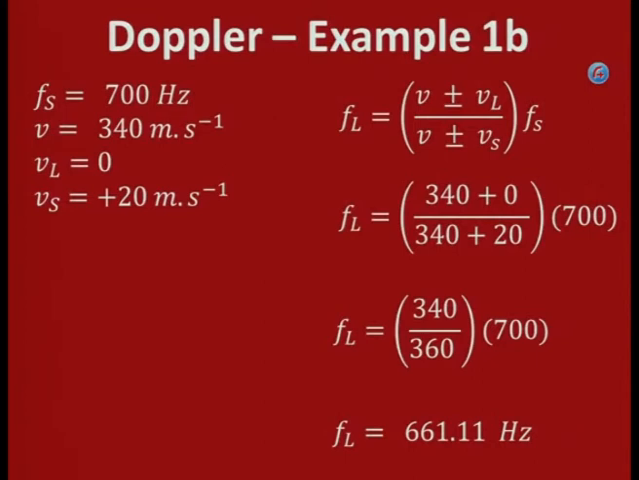So if you get to the answer, it's 661 Hertz. Now let's see if this makes sense. When the ambulance is driving away from you, the frequency should be lower. The ambulance's frequency is 700 Hertz, and 661 Hertz is less than 700 Hertz. Therefore, your answer makes sense. Thank you.